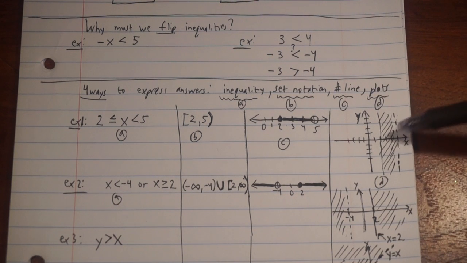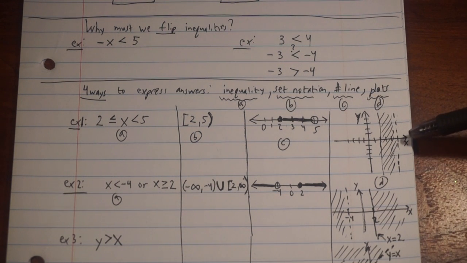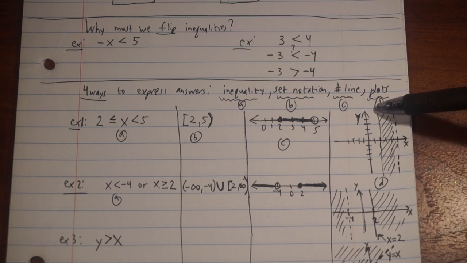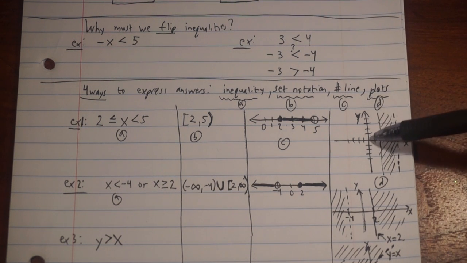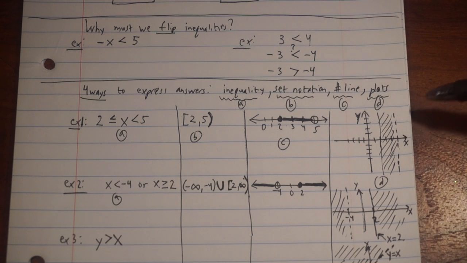Also, you may see it as a plot. So let's say we have x's between 2 and 5. This solid boundary on the left means it includes the 2. So this is 1, 2. And the one on the right, so this would be 1, 2, 3, 4, 5, the 5th tick mark. The reason this is dotted means it does not include this border.